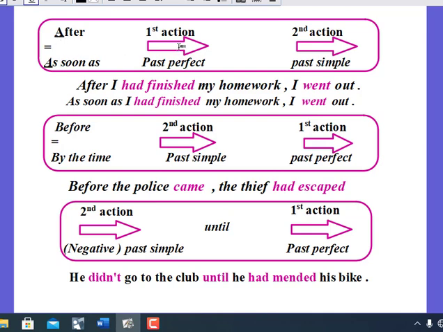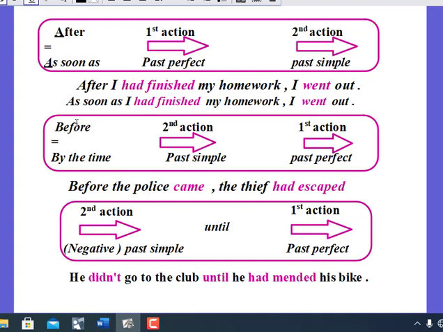After them you put the first action, so you always use the past perfect, and in the second part you use the past simple. Here we are: after I had finished my homework, I went out. Or as soon as I had finished my homework, I went out. This is about after and as soon as.